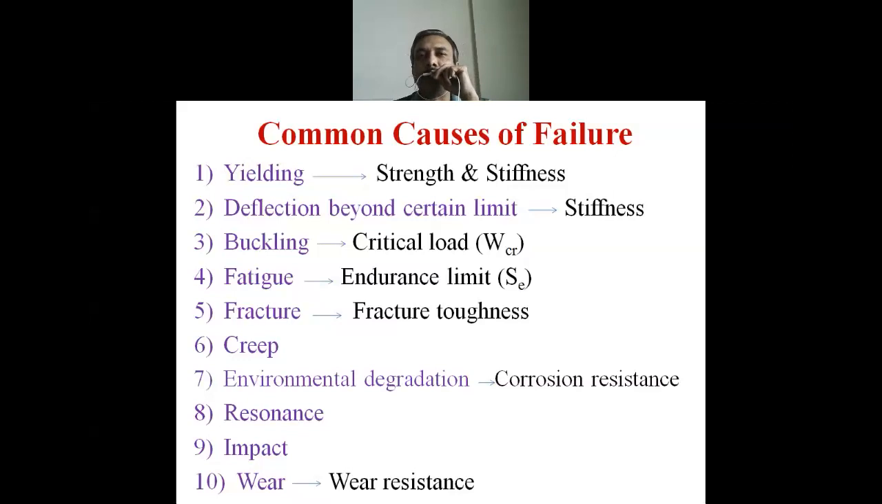So the first very important type of failure is yielding failure, and most of the components are designed on the basis of yielding failure. Up to 80 to 90% of the components are designed to take care against yielding failure. To make the component safe against yielding failure, we take care of the strength and stiffness of the component. Yes, any doubts?